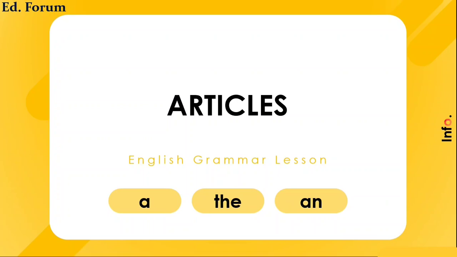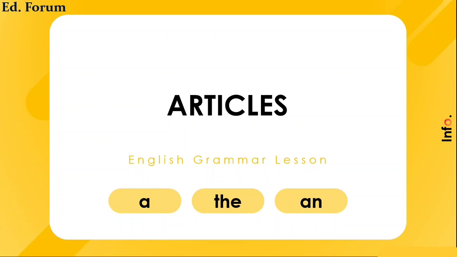This is all about articles. There are three articles in English grammar. Only three articles in English grammar. Yes: a, to which we call a also; the, to which we can say the as well; and to which sometimes we call an.